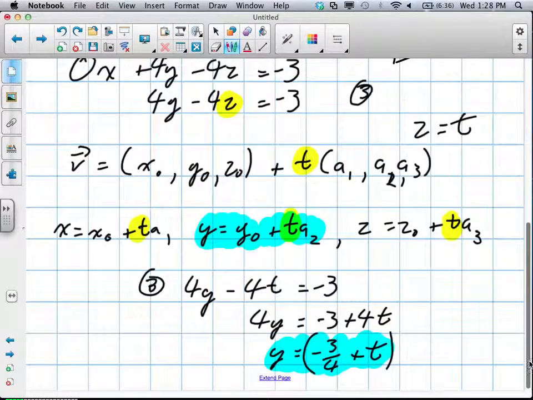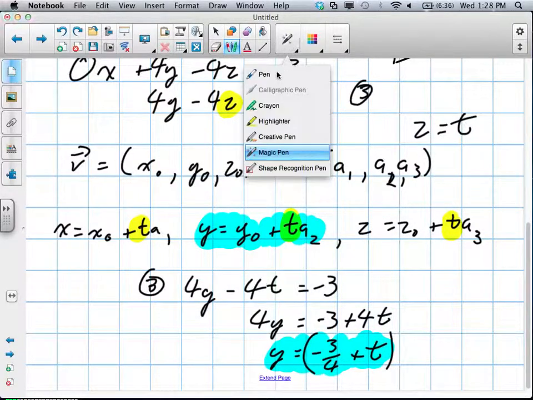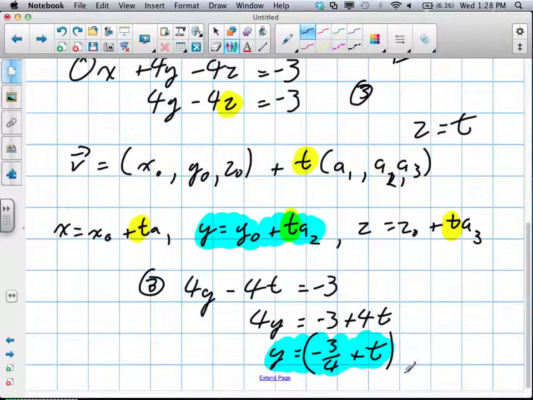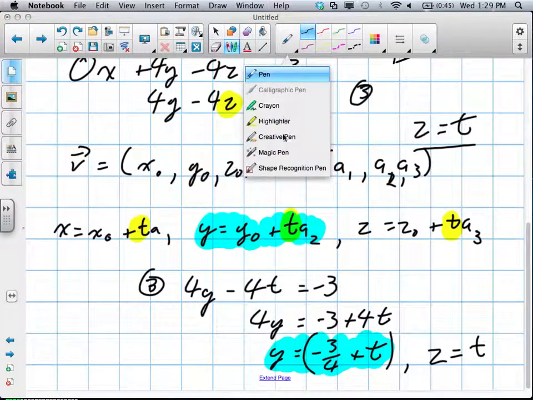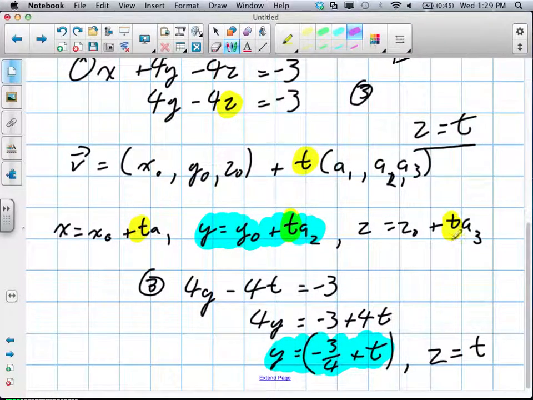Does anyone know what our z value is in this case? We've actually already solved that also. Y is equal to, that's the parametric form. What's the parametric form of z? What is it? Close, not 1, but 1t, right? We said that at the very beginning. So I've actually already solved the z form of this also. So our z form is z is equal to t, okay?